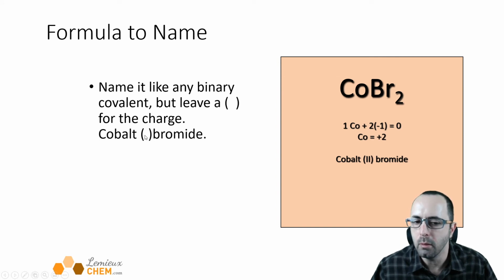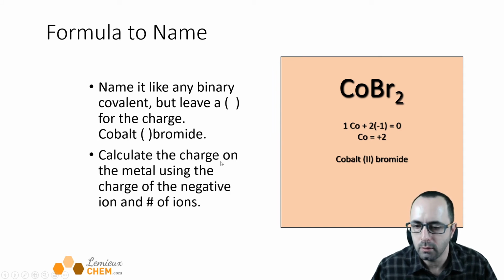But we do need, because it's ionic and cobalt is +2, it's a variable charge, we need to put the 2 here. We calculate the charge in the metal. You can also do this visually if you like.